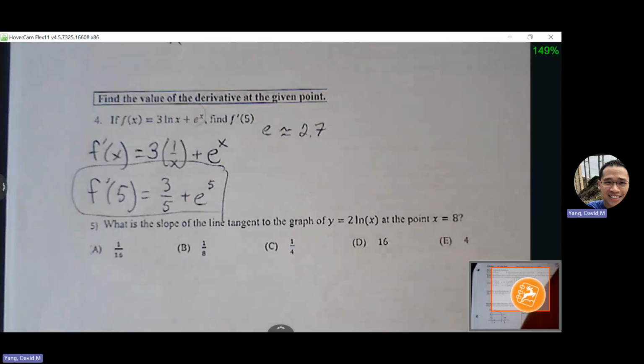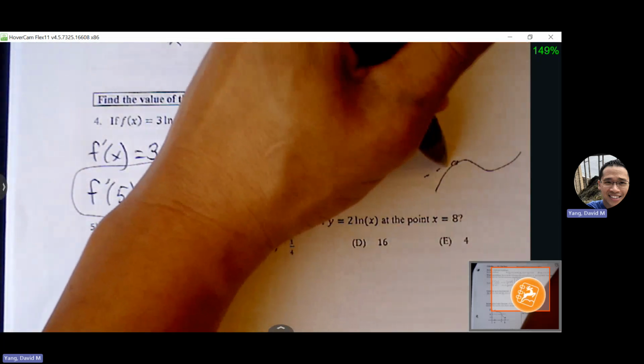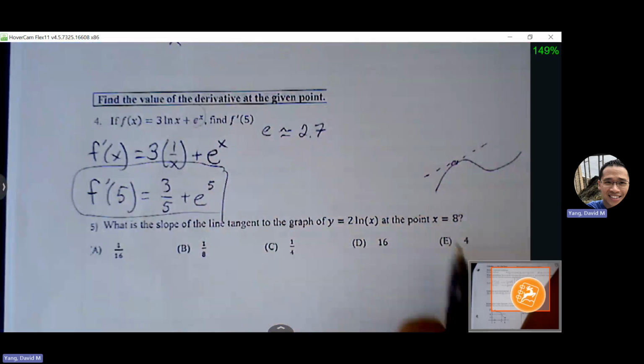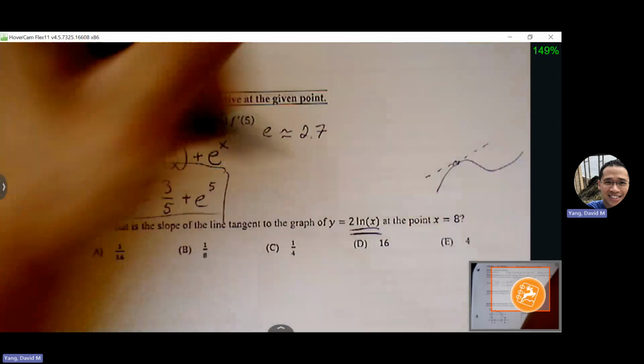All right, number 5, what is the slope of the line tangent to the graph of 2 natural log of x at point x equals 8? So slope of the tangent just means, whatever the graph looks like, what is the steepness at that point? So we're basically just going to find f prime of 8. There's another way of saying that: find y prime of 8. So first things first, we need to find the derivative.